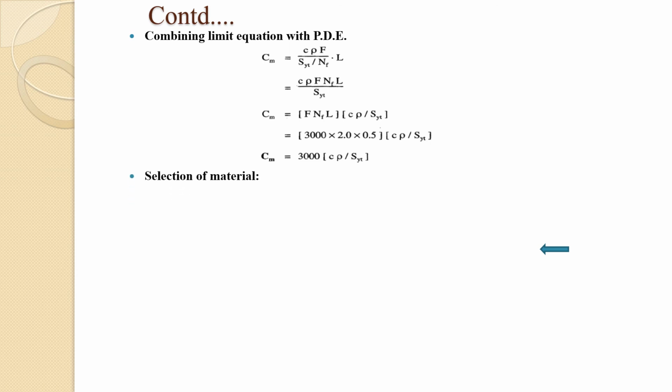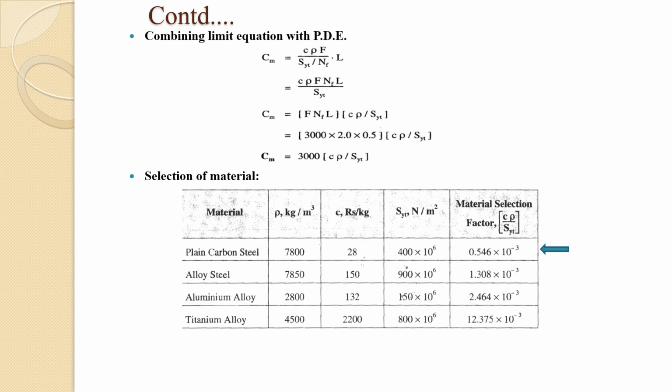Now selection of material. We already know the rho, small c, and SYT for the materials: plain carbon steel, alloy steel, aluminum alloy and titanium alloy. Material selection factor c rho divided by SYT we can calculate by putting in all the values of the materials, and from this we can see that for the plain carbon steel the value of c into rho divided by SYT is minimum. So for the minimization of the cost, plain carbon steel is selected.